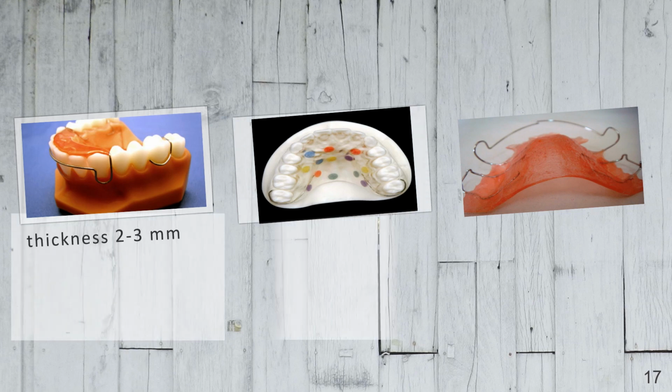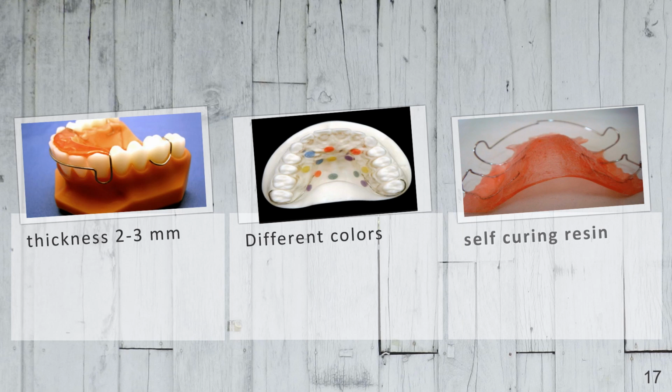The fourth component of the removable orthodontic appliance is the acrylic base plate. The acrylic base plate is the major connector of the removable orthodontic appliance that connects the retentive part and the active components of the appliance. It has a 2 to 3 millimeter thickness, with different colors, and is fabricated from self-curing acrylic or hot curing acrylic.